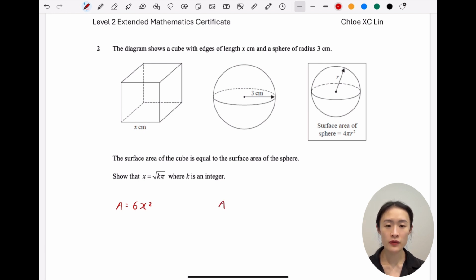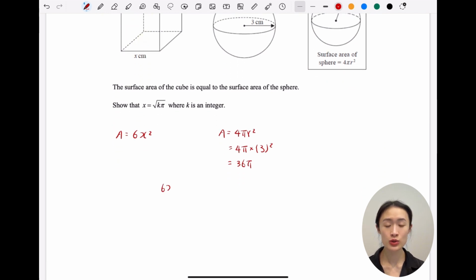For the sphere, we are given the formula 4 pi r squared and because r is 3, the area for the sphere is 36 pi. And then because the surface areas are equal, I'm going to set these two equal to each other. Dividing both sides by 6, we have x squared is 6 pi. Now if a number is being squared, it can be positive or negative. So that means x can be positive or negative square root of 6 pi. But because x is a length, it cannot be negative. So in this case, x is square root of 6 pi. And that is our final answer.